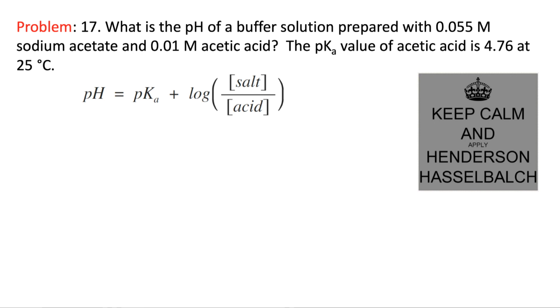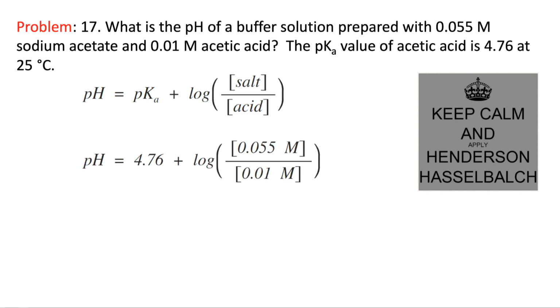Fortunately, we were given our concentrations both in molar concentration, so we don't have a lot of additional work to do. So let's just set it up by plugging in our numbers. pH is equal to the pKa, which we said was 4.76, plus the log base 10 of, remember to put the concentration of the salt on top, and we were told that was 0.055 molar sodium acetate, divided by the molar concentration of our acid, the acetic acid, which was 0.01.